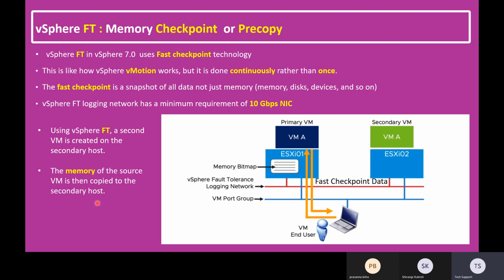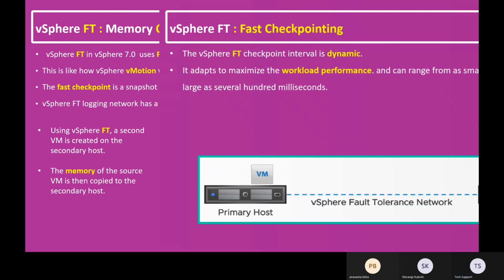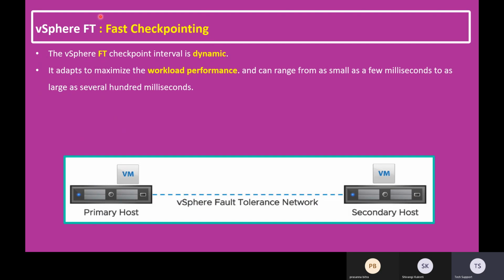Okay, now we'll talk about fast checkpointing, how fast checkpointing happens. See, fast checkpointing is the actual backend technology. The vSphere FT checkpoint interval is dynamic. Dynamic means it's automatic. We don't need to bother about the synchronization. It automatically copies the data from source to destination.